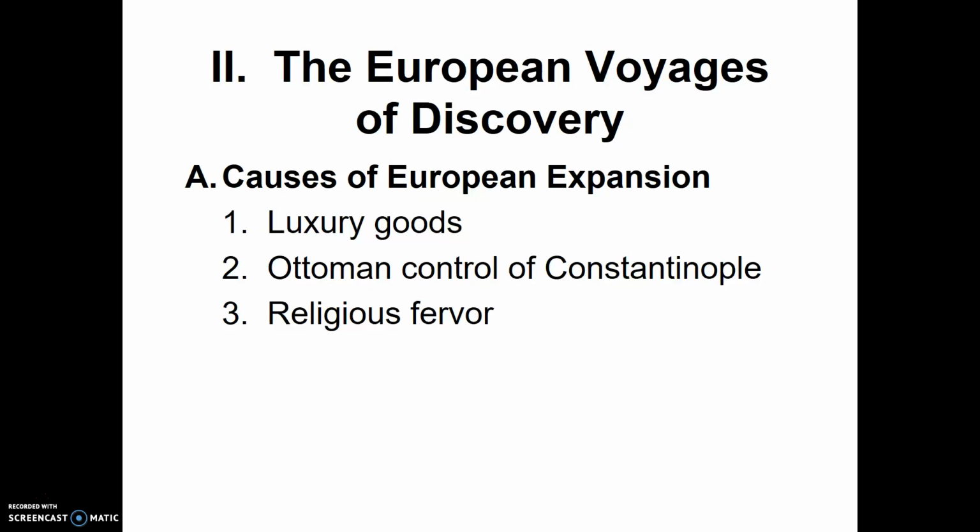The Ottoman Empire, which I told you we'll learn a little bit more about in our next chapter, controlled Constantinople. So a lot of the Europeans were cut off from trade with the Middle East and therefore needed to get around Africa to get into the Far East. They're going to have to take totally new trade routes.